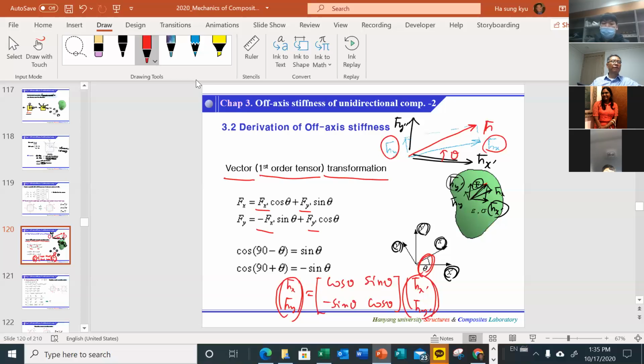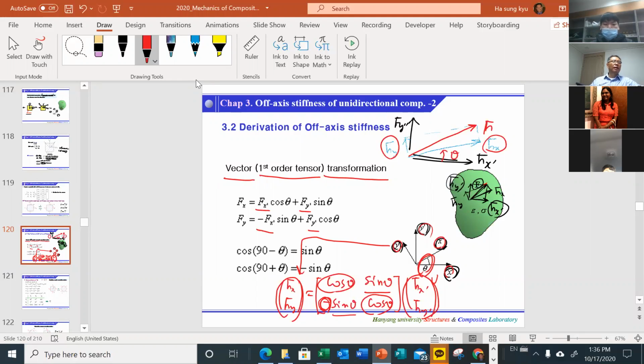Sometimes it's confusing. The cosine theta is clear, and there is a sine theta and a sine theta. But sometimes there is a minus here and there, so understand where the minus is. The x and y coordinate system always comes from the left hand side. The x prime and y prime is on the right hand side, and there is a minus.